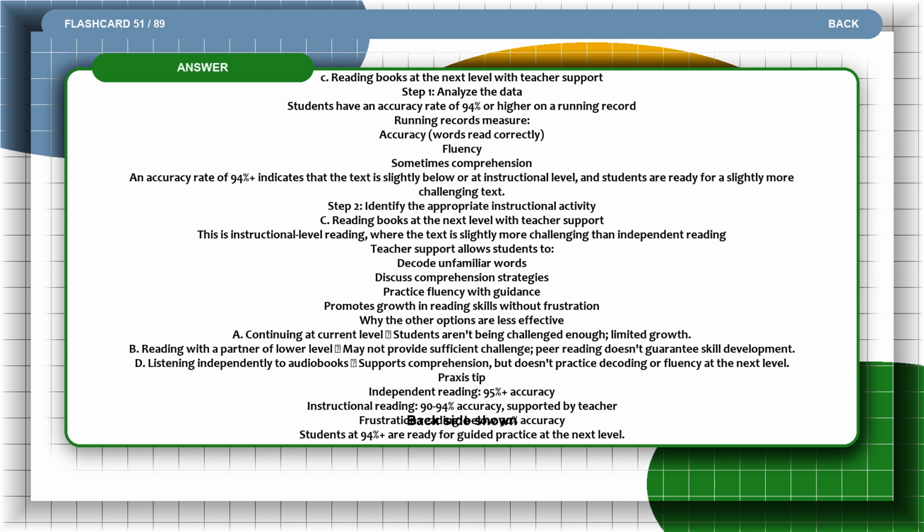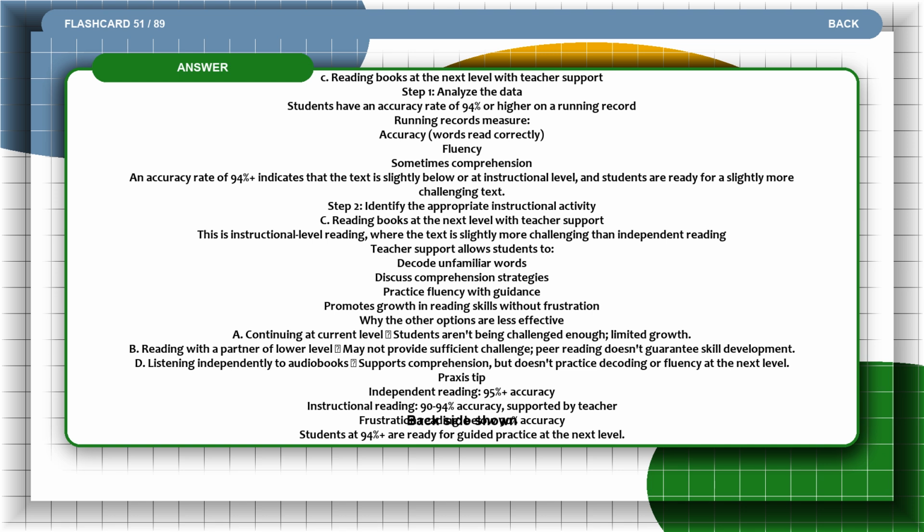Step 2. Identify the appropriate instructional activity. C. Reading books at the next level with teacher support. This is instructional level reading, where the text is slightly more challenging than independent reading. Teacher support allows students to decode unfamiliar words, discuss comprehension strategies, and practice fluency with guidance, promoting growth in reading skills without frustration. Why are the other options less effective?